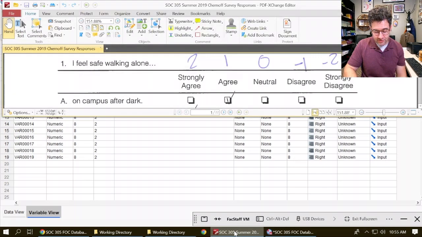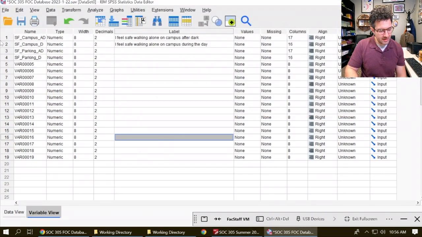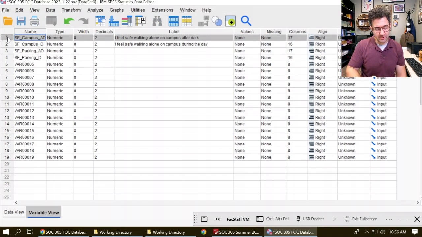So if you go back to the original survey, for instance, we can see that when people were checking those boxes, they weren't giving us the numbers 2, 1, 0, negative 1, negative 2. Instead, they were giving us words. They were telling us strongly agree, agree, neutral, disagree, strongly disagree. So we can include that information in SPSS using that metadata tab. Here we have this first row, and it represents all the metadata for that first question, the safety feeling on campus after dark. We've got the short name, we've got the label, but we can also go to this values column, and we can enter in the values that actually connect with the numbers we've entered.